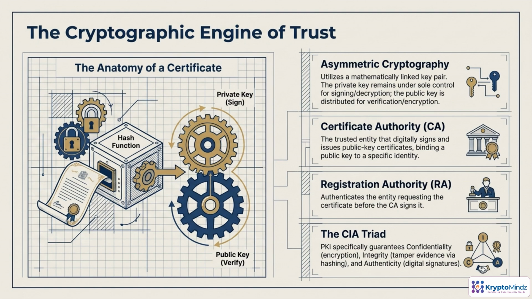Before we connect AD CS, ADFS, and Microsoft 365, we need the core engine: digital certificates. A certificate binds an identity to a public key. The private key stays secret and is used to sign or decrypt. The public key is distributed and used to verify signatures or encrypt to that identity. A certificate authority vouches for that binding by digitally signing the certificate, while a registration authority verifies the requester before the CA issues anything. Together, these components enforce the CIA triad: confidentiality through encryption, integrity via hashing, and authenticity with digital signatures. This is the trust anchor every modern identity solution builds on.